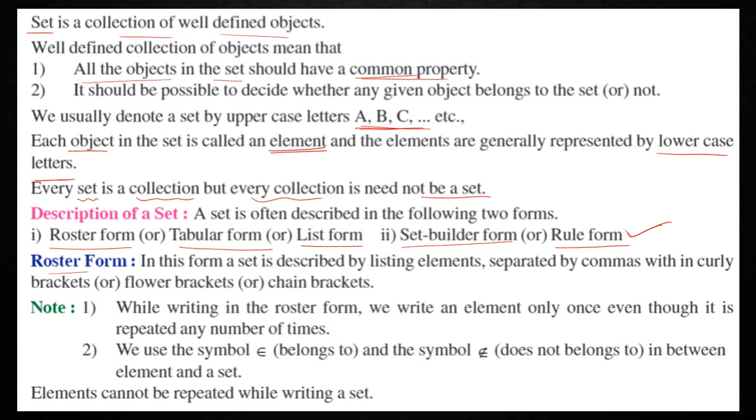Next, what is roster form? In roster form we list out the elements separated by commas within curly brackets. Curly brackets are also called flower brackets or chain brackets; these are all the same thing. So we represent a set within curly braces with elements separated by commas, right? Here we have the symbols belongs to and does not belong to. If an element belongs to a given set, we use the belongs to symbol, and if it does not belong to that set, we use the does not belong to symbol. In roster form, if any element is repeated, we do not write it again within the given set, right?